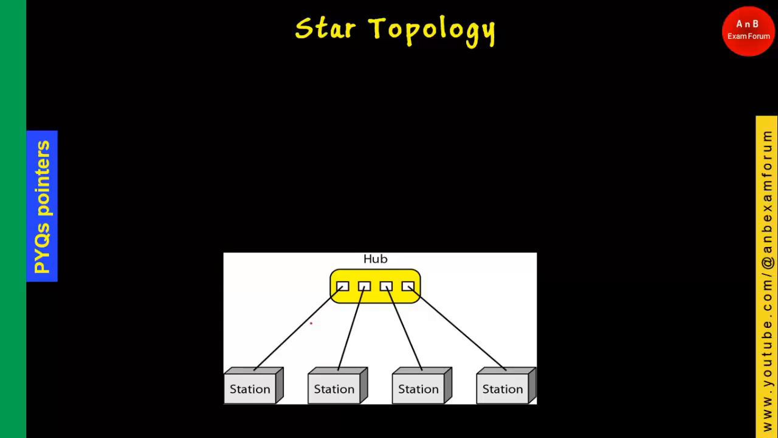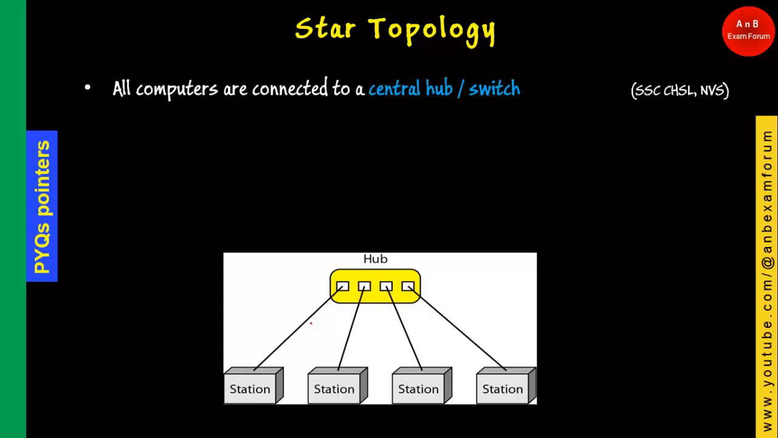Yes, the first one is that all the stations, all the computers, are connected to a central hub. Okay, so all these stations are not connected to each other, but they are connected to the central hub, or it is also known as a switch. So this pointer we have seen in CHSL. And why is it called a star?